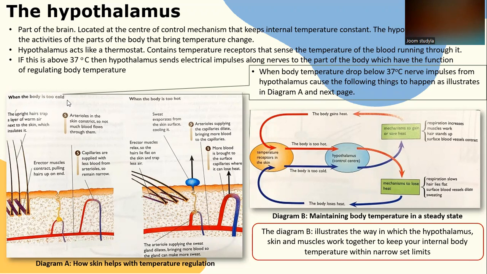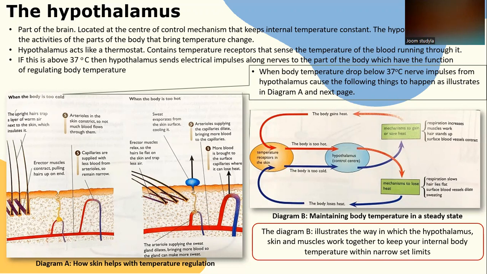What is actually happening is that the upright hairs trap a layer of warm air next to the skin which insulates it. Erector muscles contract, pulling hair up on end. You can see all the hair is in the up position. And arterioles in the skin constrict, so not much blood flows through them. All the capillaries are supplied with less blood from the arterioles, so they remain narrow. The arteries become narrow. If you look at this diagram, it is also explained.